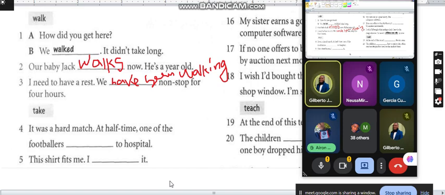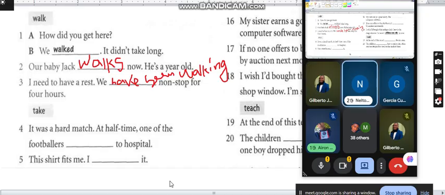Iron, your hand is on the screen. Nelton. We can't hear Iron. I think his microphone is off. Nelton. Yes, lecturer. Is our subject here singular or plural?